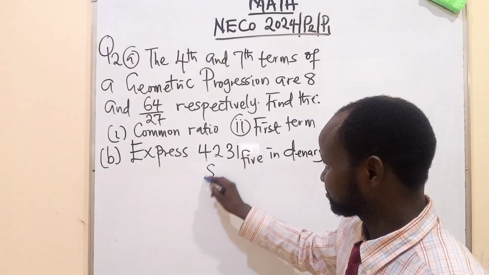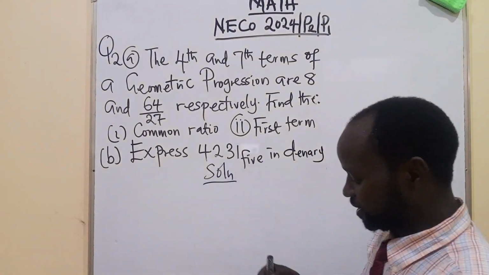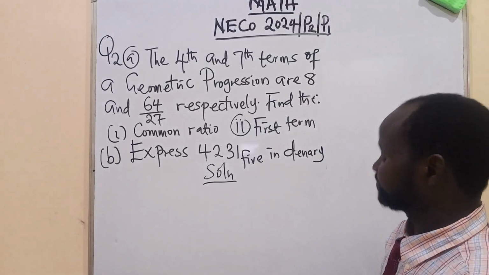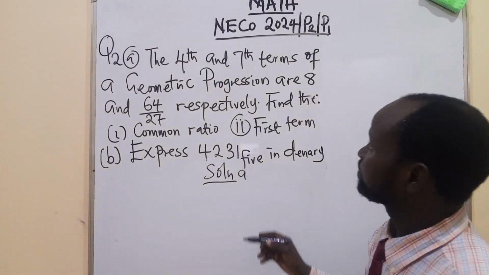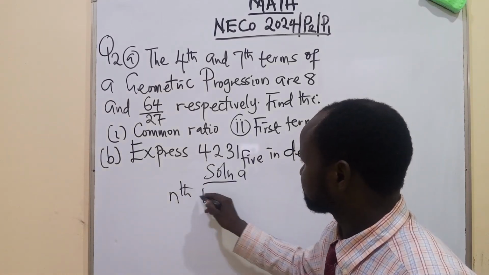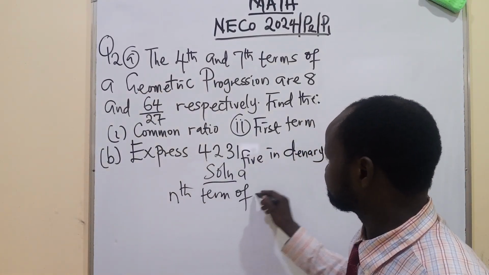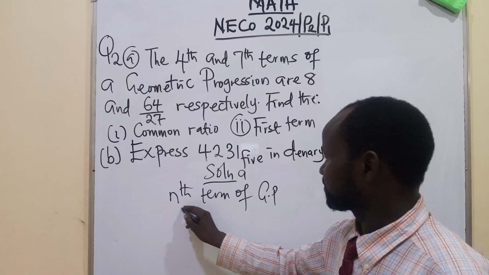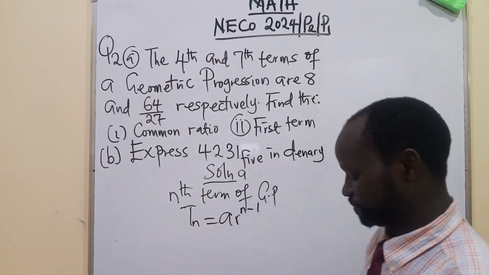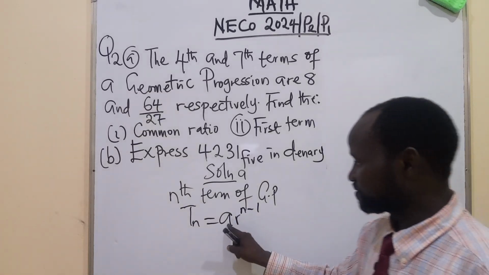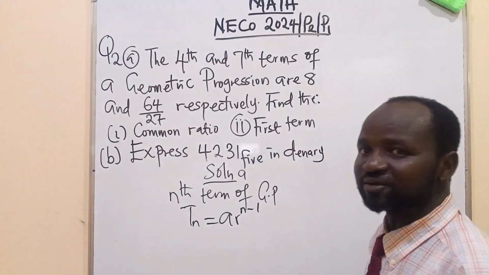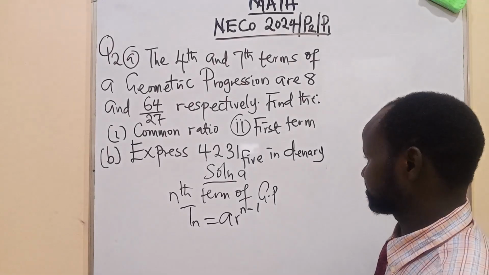First thing to do, write down the solution. Solution now to A. Let's write down the solution to A. The first thing for us to do is to write down the nth term of a GP, which is given as Tn equals AR power n minus 1, given that A is the first term, R is the common ratio, and n is the number of terms.